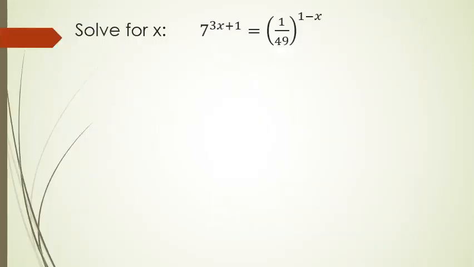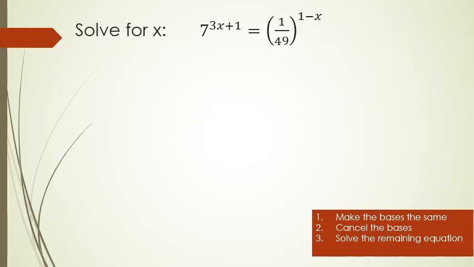Now here's a more detailed example, more involved, something that you might see on a quiz or a test. In this case, I need to know my log rules. I need to know that 1 over 49 can be made to be 7 to the something. Let's take a look. So we're going to match the bases, we're going to cancel the bases, and then we're going to solve the remaining equation.